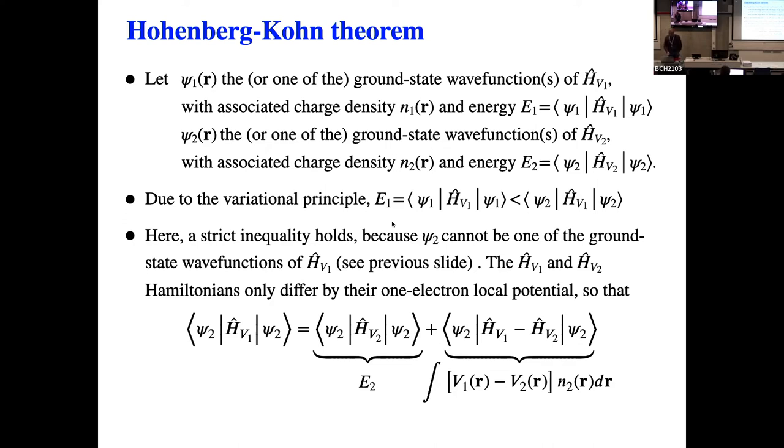Okay, so now if I play a bit with this term here, psi 2, H_V1, psi 2, I can write it as, basically I'm rewriting H_V1 as H_V2 plus (H_V1 minus H_V2). And so I can write that this is going to be psi 2, H_V2, psi 2, plus psi 2, the difference between the Hamiltonians, psi 2. So this is nothing but E2, and this difference here is just translated into the difference in the potentials.